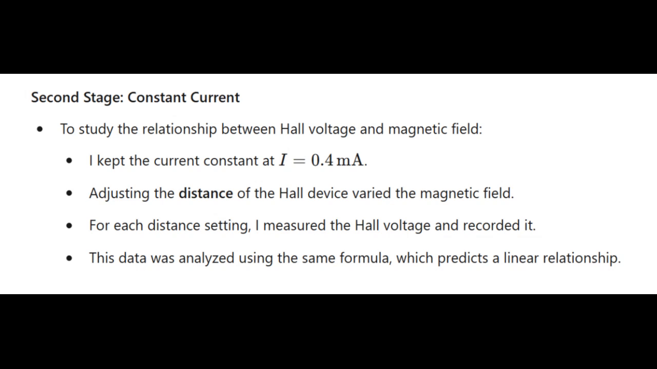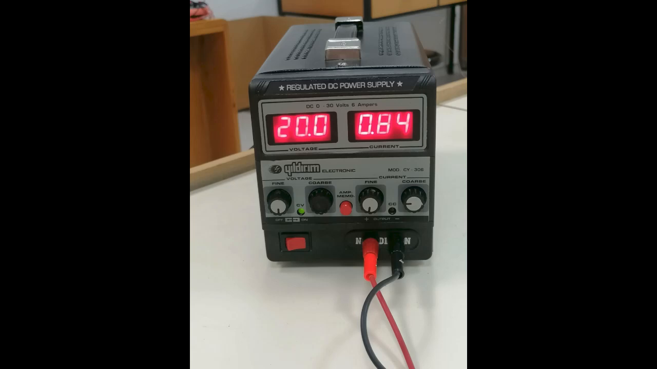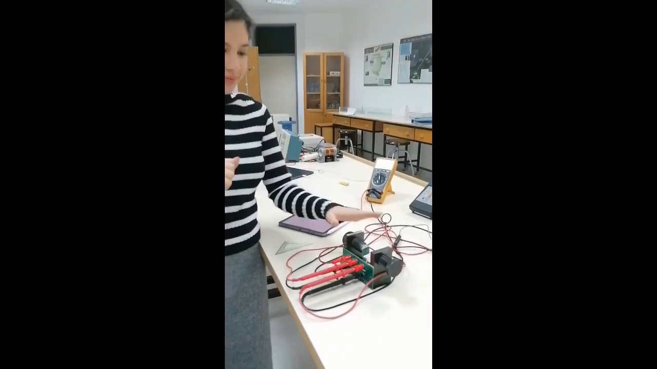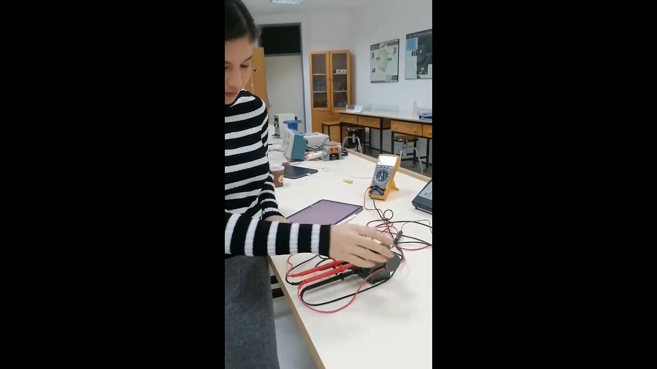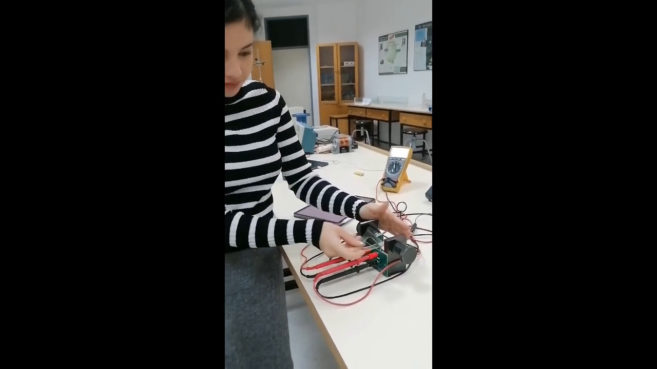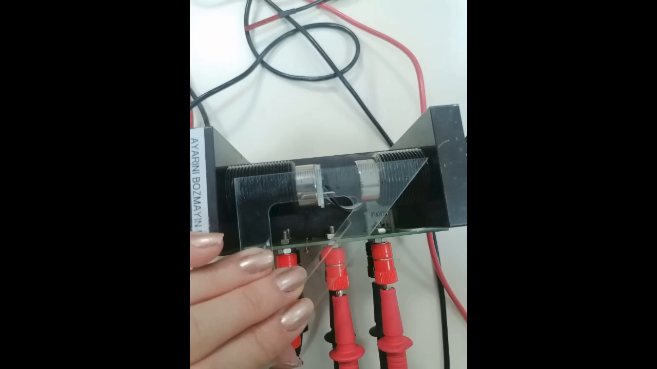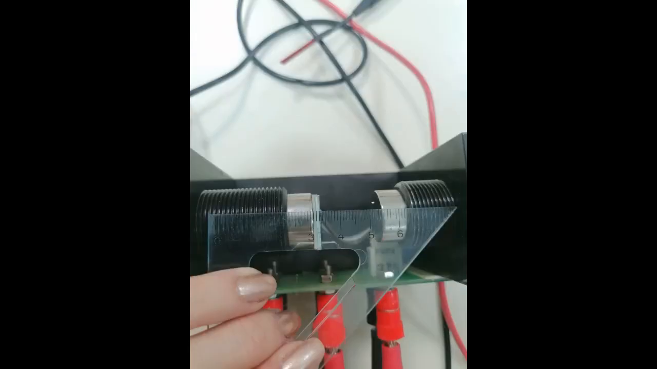The second stage is the constant current stage. To study the relationship between Hall voltage and magnetic fields, I set the DC power supply to 20 volts and I kept the current constant at 0.4 milliampere. Adjusting the distance of the Hall measurement device varied the magnetic field. For each distance setting, I measured the Hall voltage and recorded it.